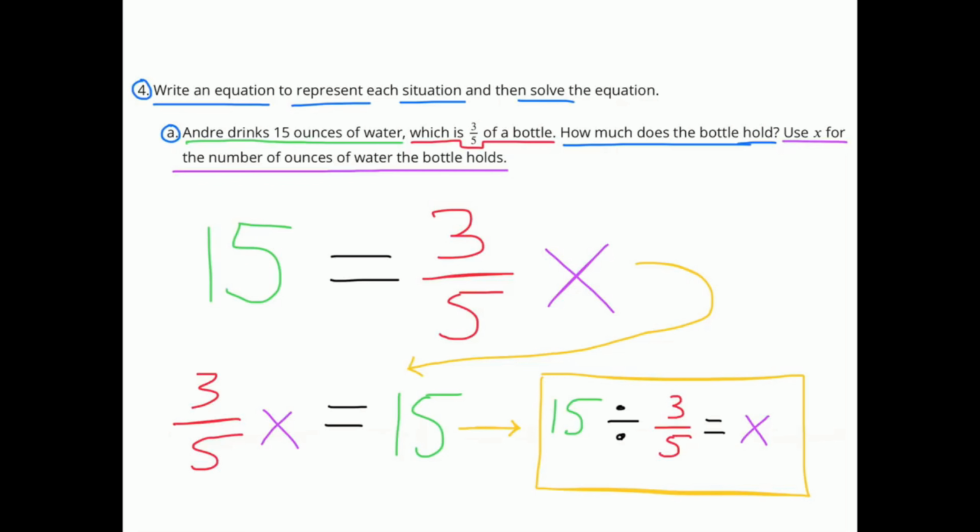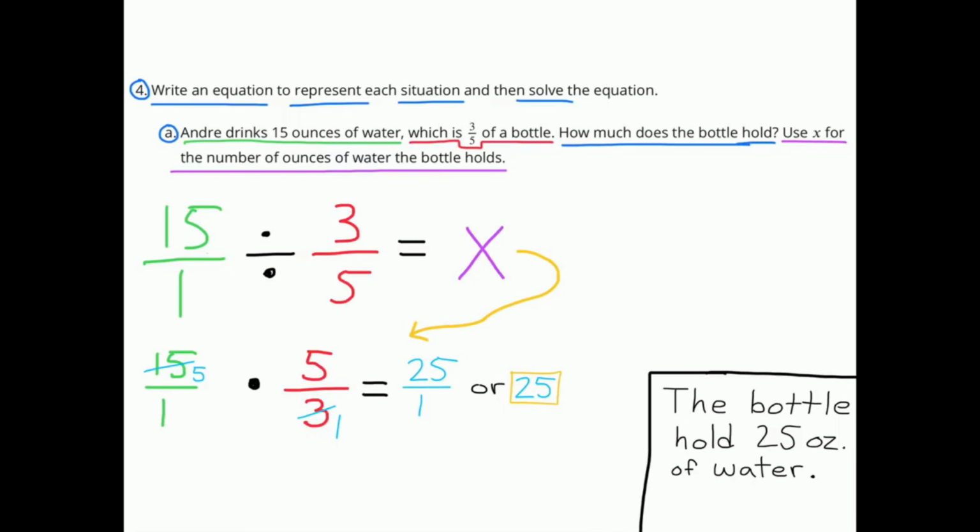To solve for X, I'm going to divide 15 by 3/5. 15 divided by 3/5 equals X. To solve that, I'm going to multiply by the reciprocal of 3/5. So 15 times 5/3 is 25. The bottle holds 25 ounces of water.